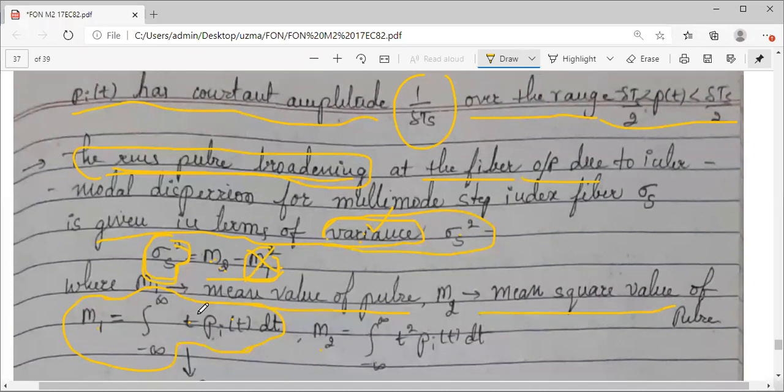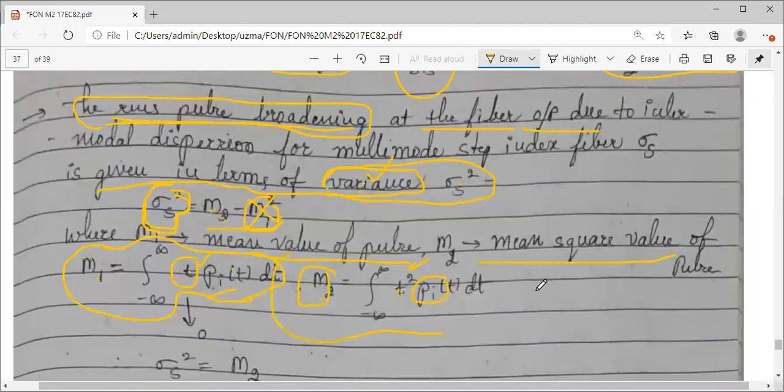How will the mean value be calculated? T into the pulse. But how will the mean square value be calculated? The pulse has to be multiplied by T square. Here there is multiplication by T, here multiplication by T square. So I have to consider the M2 equation. I have to solve this.